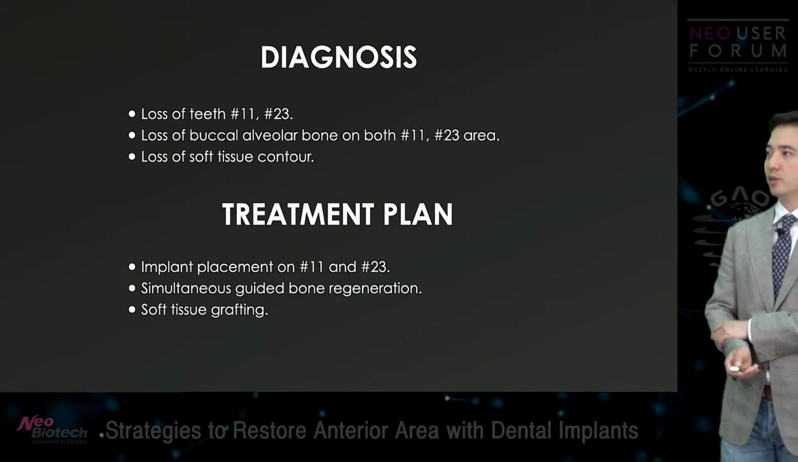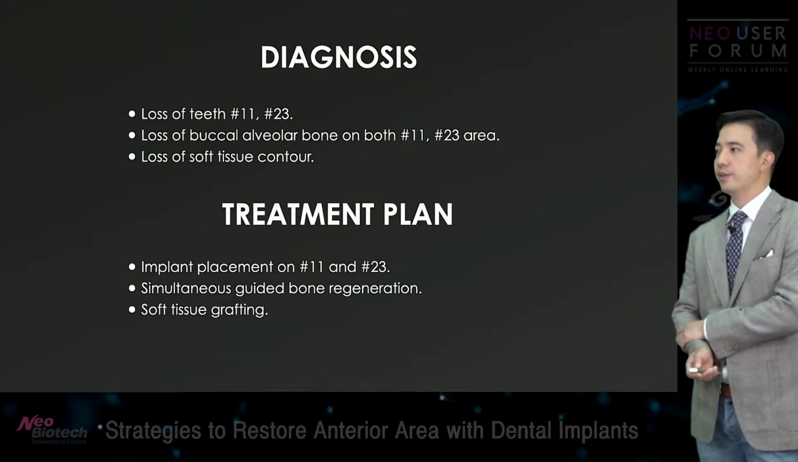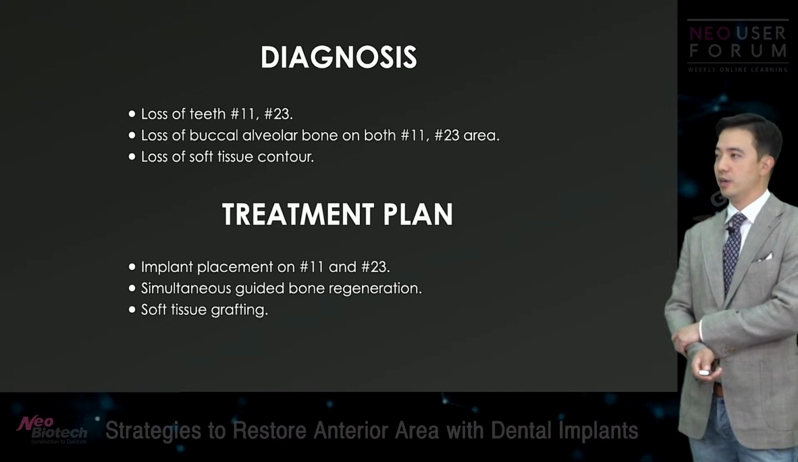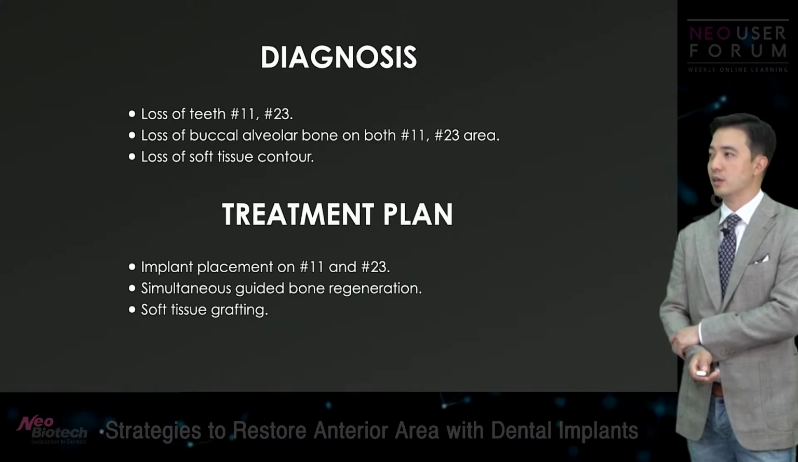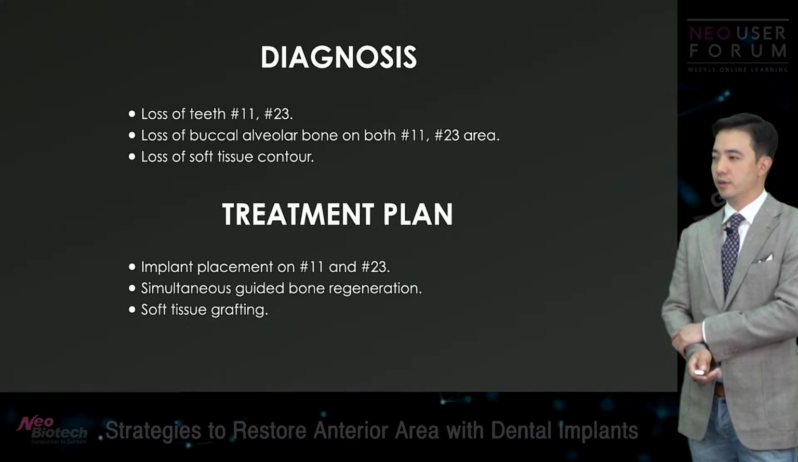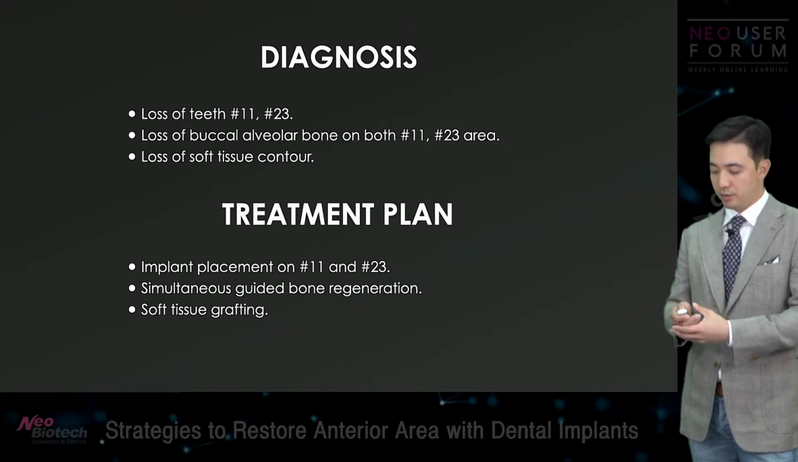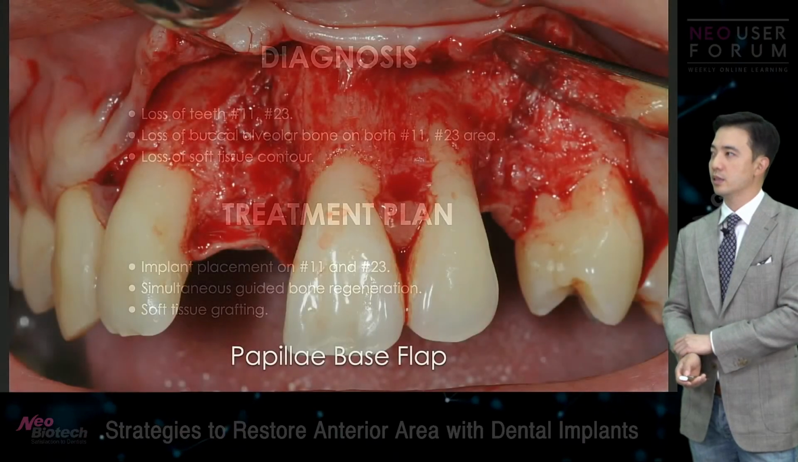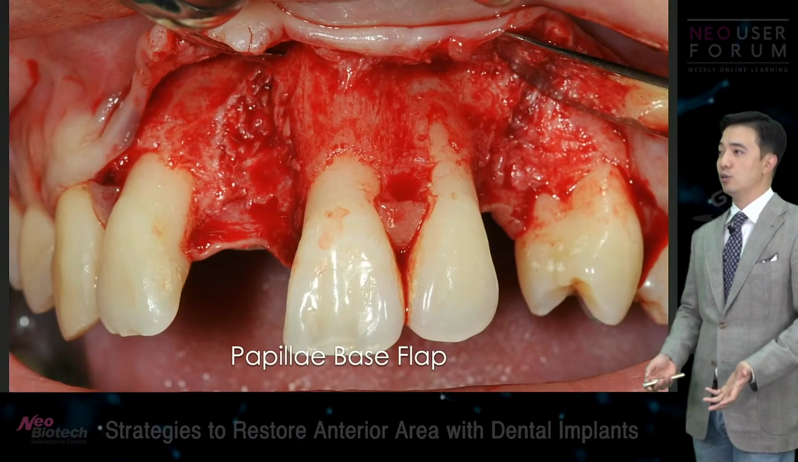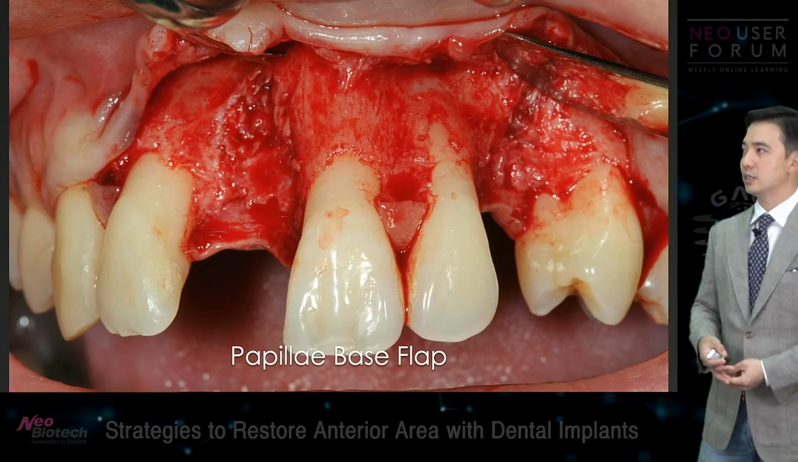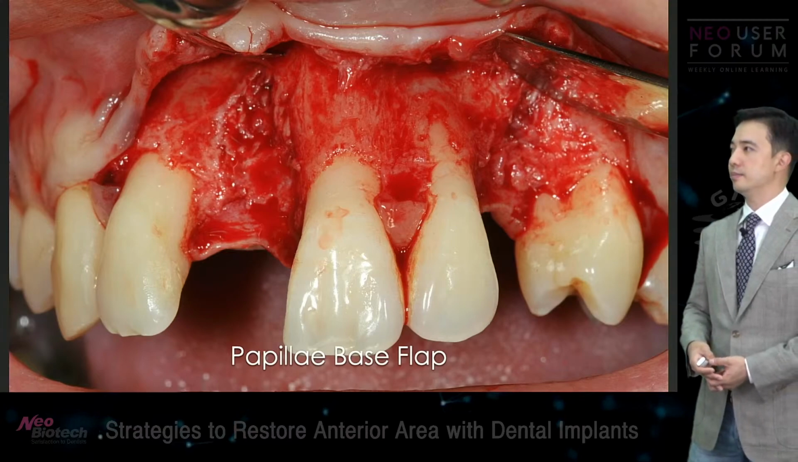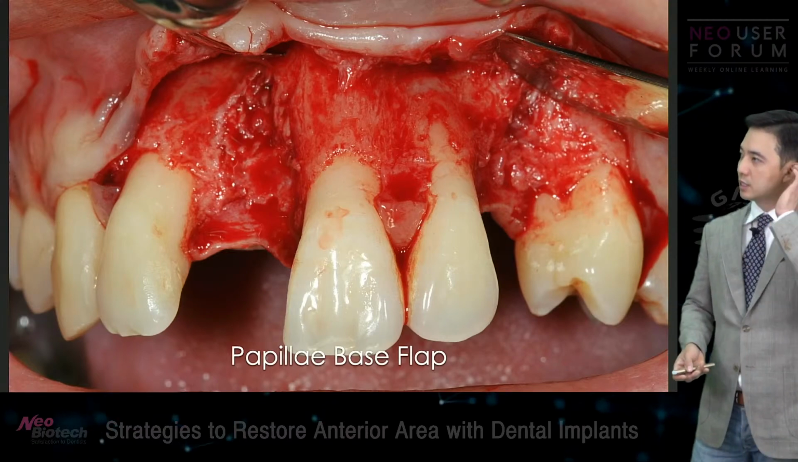So the treatment plan was to place an implant with simultaneous GBR, okay? And also I considered soft tissue grafting because of the marked recession. So this time I had to open a flap, I didn't have really another choice because I had to do massive GBR and all that. But yeah, this is how it looked.